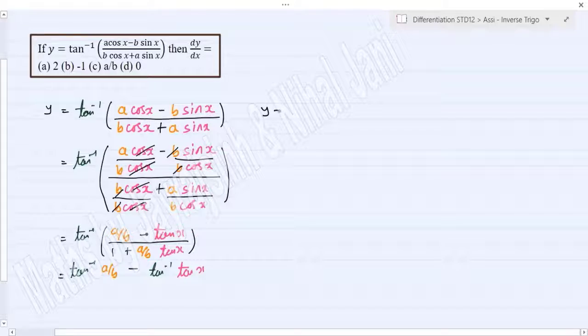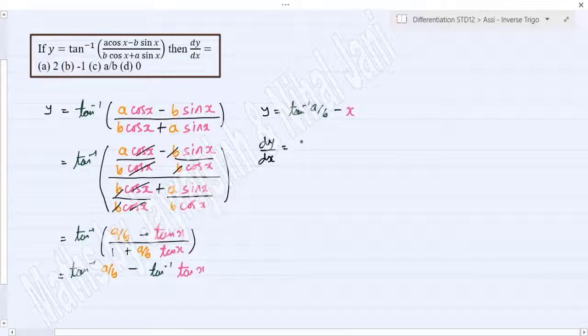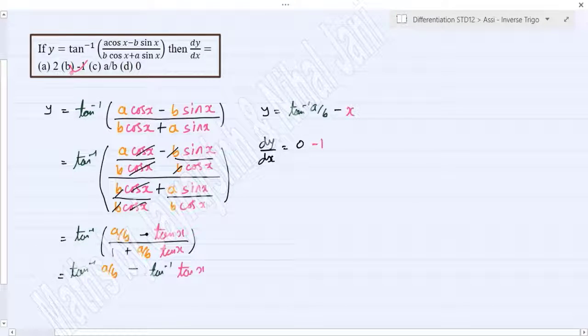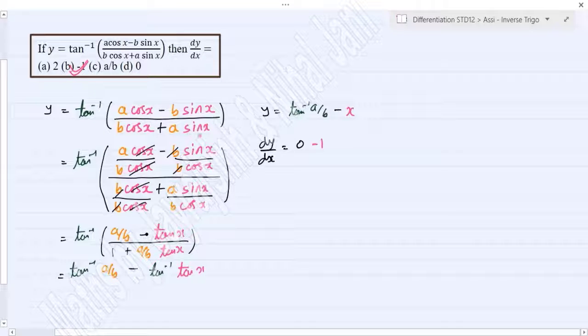So finally we can say your y is equal to tan inverse of a by b minus tan inverse tan x, which can be rewritten as x, but we need dy by dx. Differentiation of tan inverse a by b will be 0 because it's a purely constant term, and differentiation of x will be 1. So minus 1, which is option B, is the final answer. Ta-da!